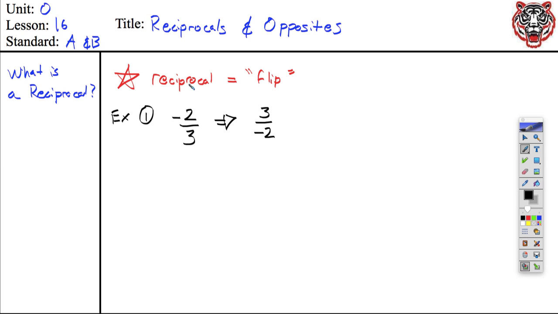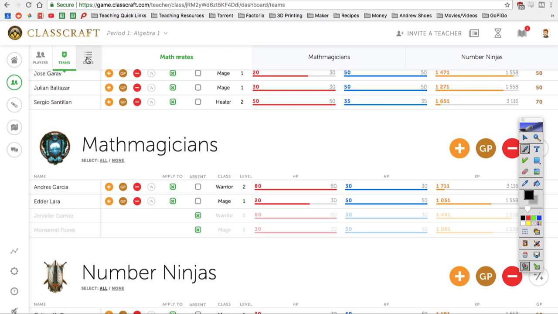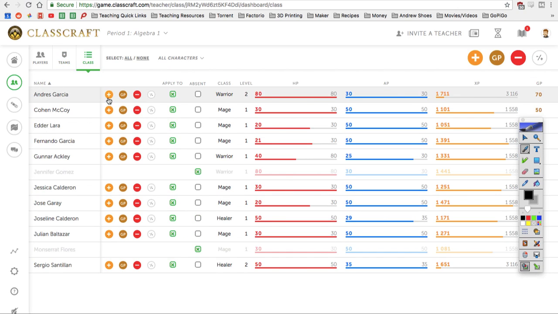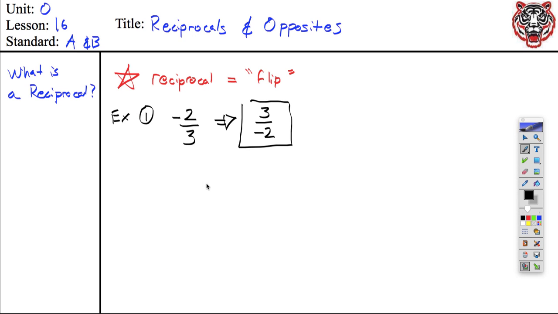So Andres actually has it correct. You just flip it like this. There's no change of the negatives. There are a few different ways to write this. And before I move on too quickly, let me go ahead and give XP. And Fernando still got the XP for volunteering. So yeah, all you have to do is switch it.